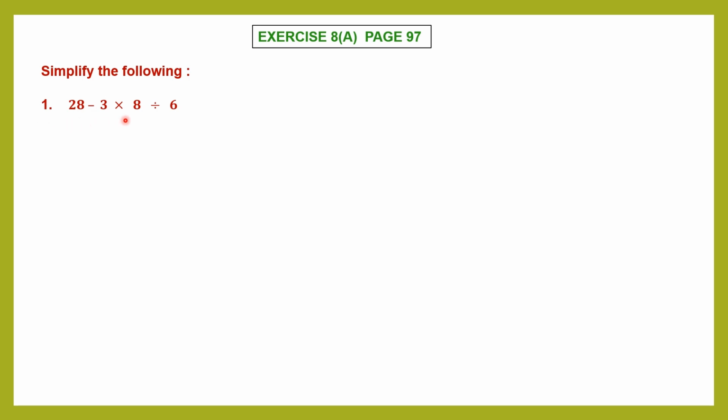Question 1. 28 minus 3 into 8 divided by 6. So here can you see there are three operations: subtraction, multiplication and division. When there are many operations, the order to be followed is BODMAS. So we're going to follow BODMAS. According to this, which one of these operations should be done first? We have subtraction, multiplication and division. According to BODMAS, we should do division first. So division should be done first and division is here. So we need to do that first.